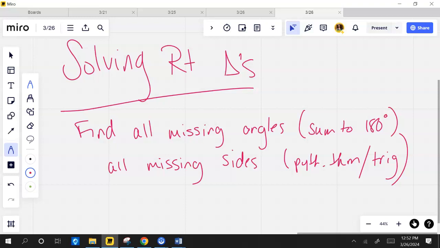You just need to know how to do it. Once I show you how to do it, you'll do it. But you do have to remember SOHCAHTOA.